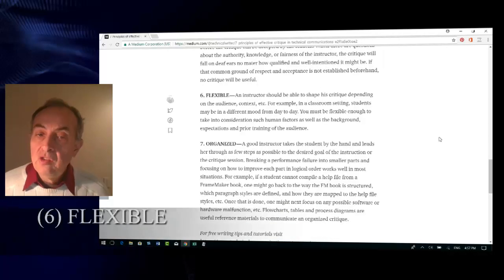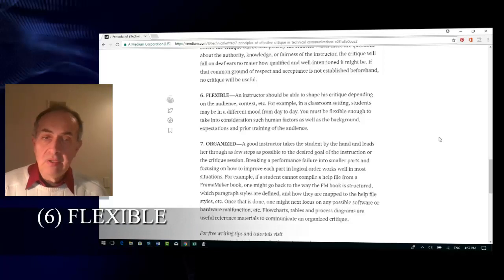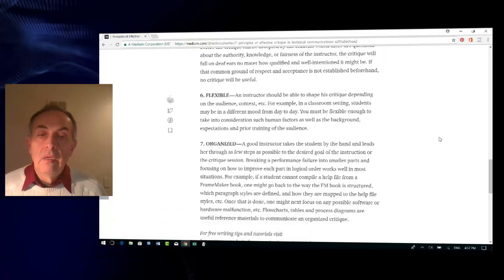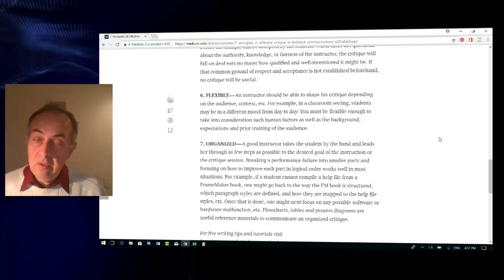Flexible. An instructor should be able to shape the critique depending on the audience context. For example, in a classroom setting, students may be in a different mood on Monday and yet another mood on Tuesday, etc. So you must be sensitive enough to read the mood, the context, and include such human factors in your critique as well.